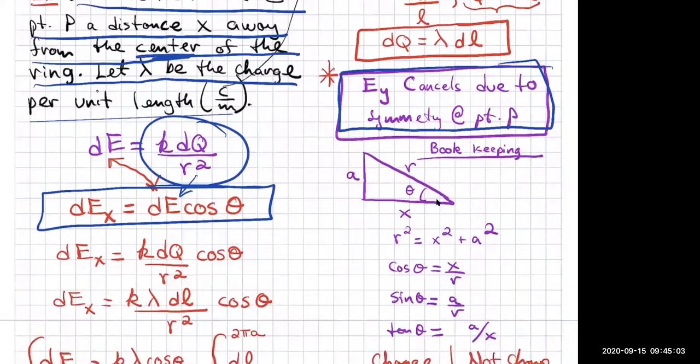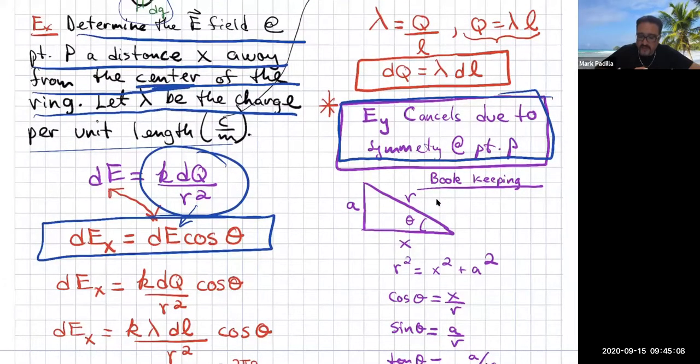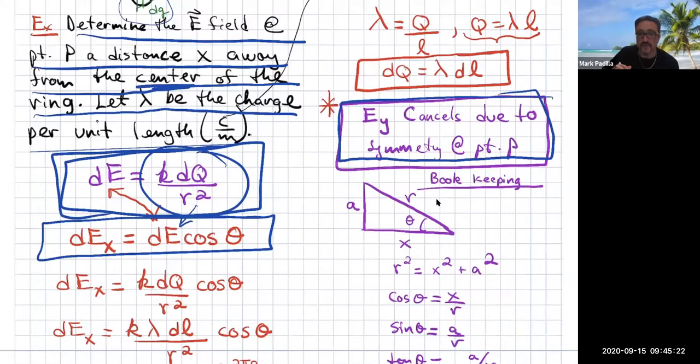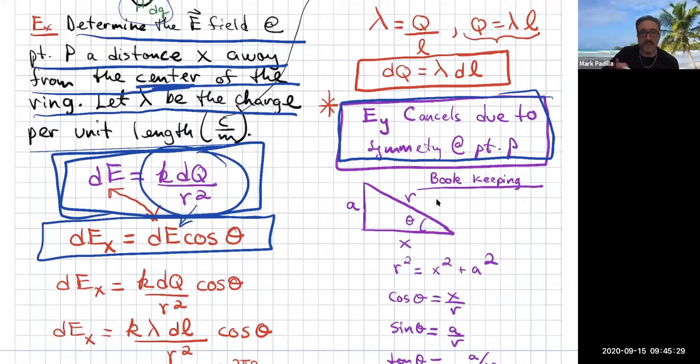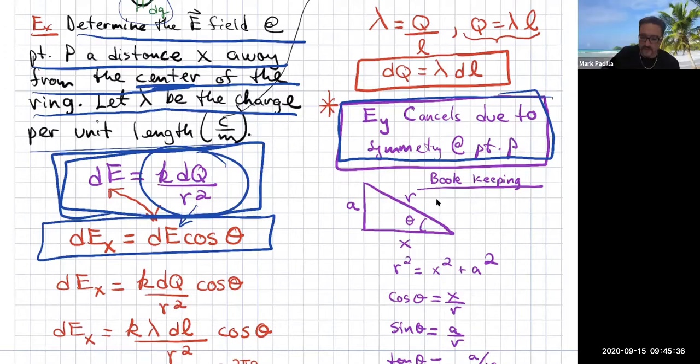So dEx will always equal dE cosine theta? And dE will always equal k dQ over r squared. That will always be true. Would the formulas for dEx and dEy also be the same ones? Like, you know what I'm saying? In this situation, they would. But in other situations, you would have to make it different.